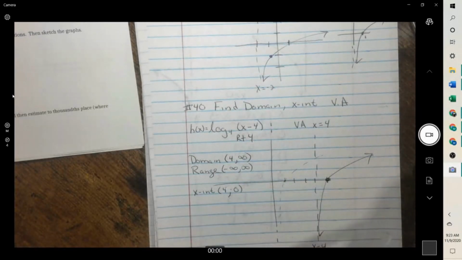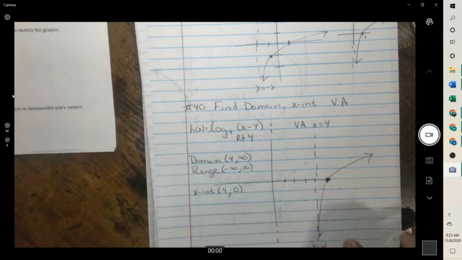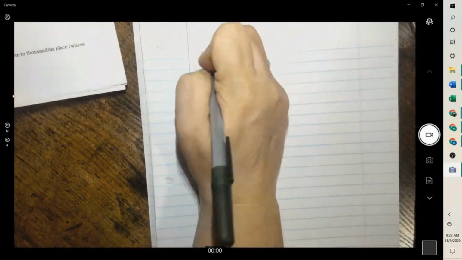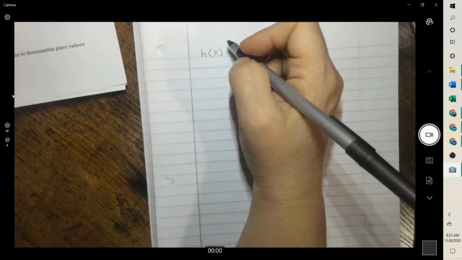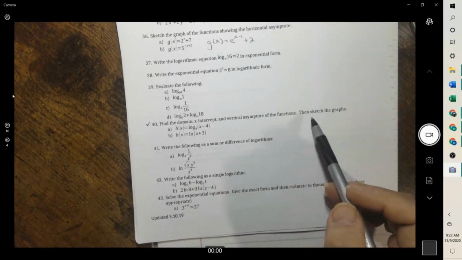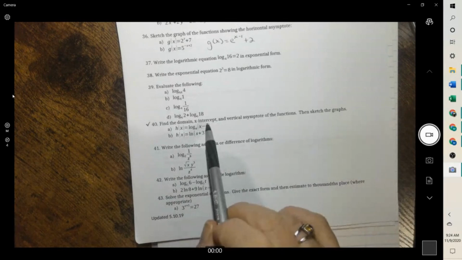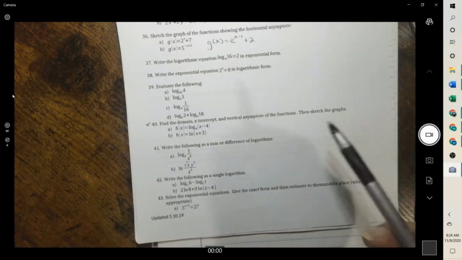Any questions on that one? Try another one. What are these topics called? These are number 40 from the final exam review sheet. They're just asking you to graph and find the domain, x-intercept, vertical asymptote. I'm not sure why she asked about x-intercept, because when you shift, you're landing right on the x-intercept.